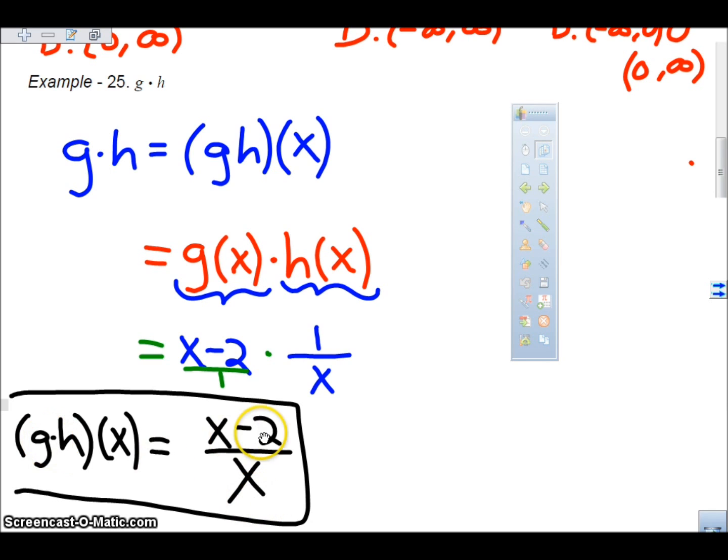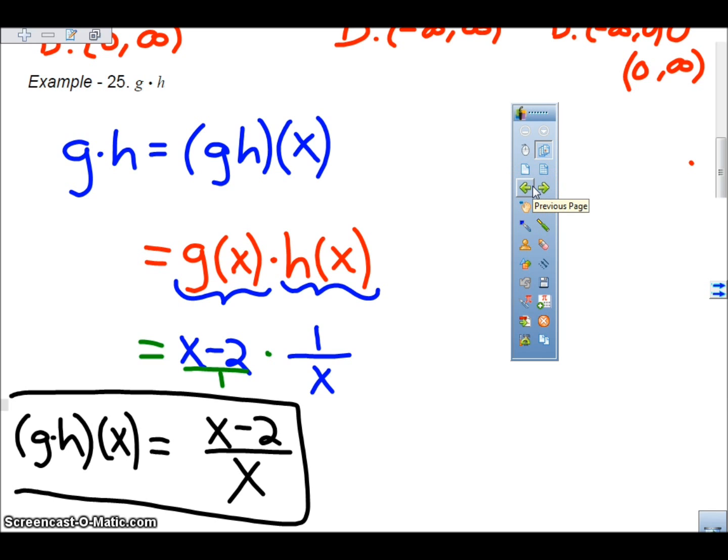All right, and that's all you can do. There's nothing else you can do to simplify this. I guess you could write it in a slightly different way, but you might as well just leave it this way. So you get g times h of x equals x minus 2 over x. So again, that's really not too hard to do. You just slap the two functions together and you're done. I kind of think the hard part is determining the domain of this function.